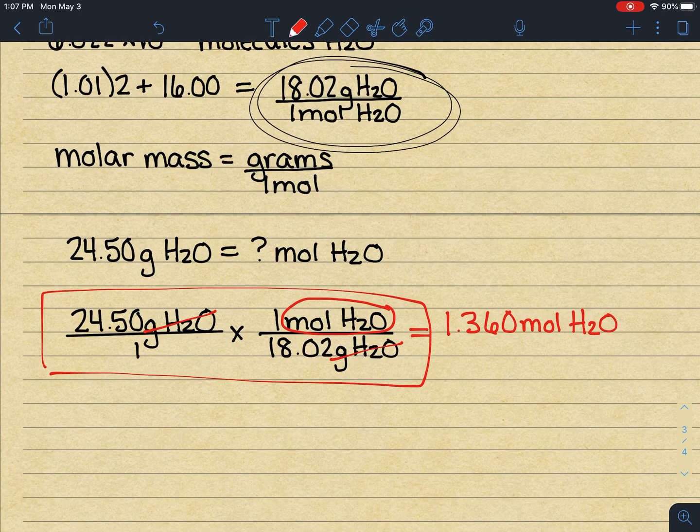You will have lots and lots and lots of practice after working with empirical and molecular formulas. You guys are going to have lots of practice doing these conversions and you get super good out of them.